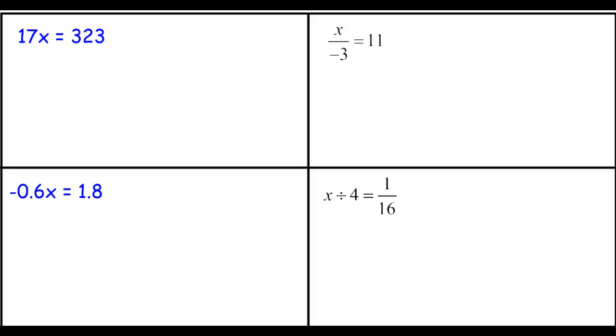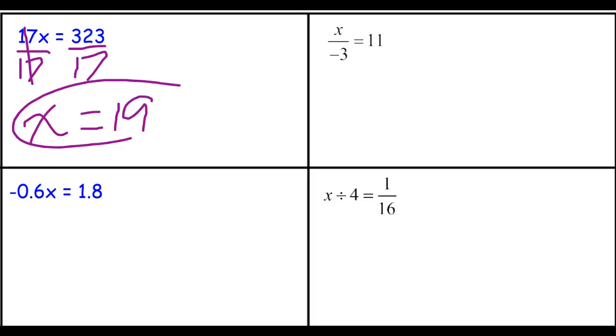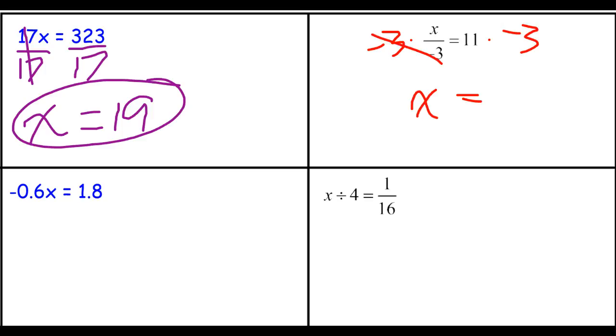So the first thing we have in the upper left-hand corner is to divide by 17, because 17 times x divided by 17 will give us just x. And 323 divided by 17 is, in fact, 19, so x equals 19. Let's move over to the right, x divided by negative 3. I'm going to pull this into the middle of the area there. We're going to multiply both sides by negative 3 because we're going to have to clear the negative as well as the positive. That's x, and 11 times negative 3 is negative 33.